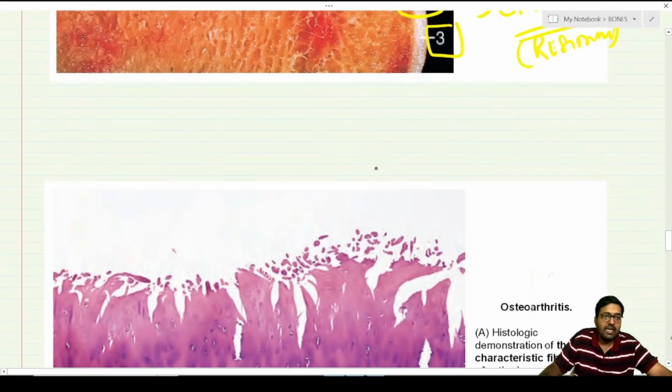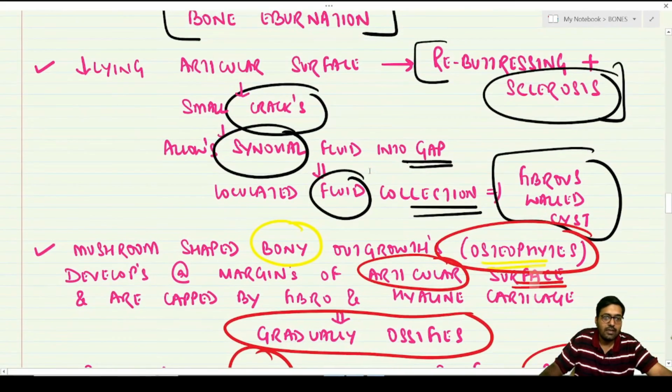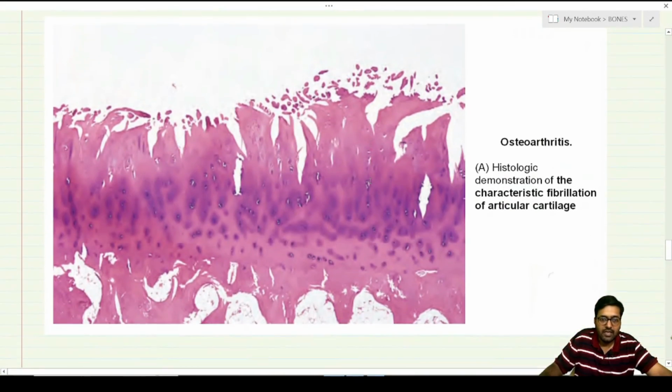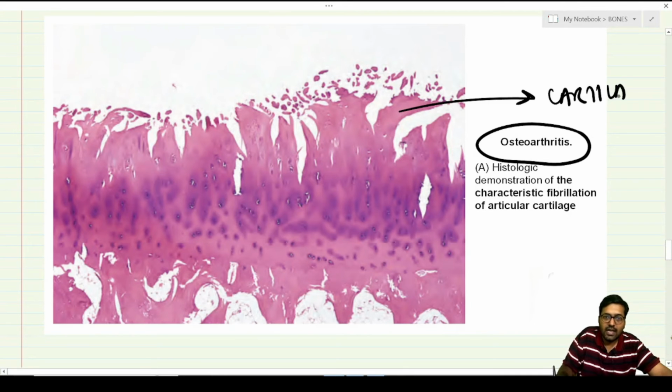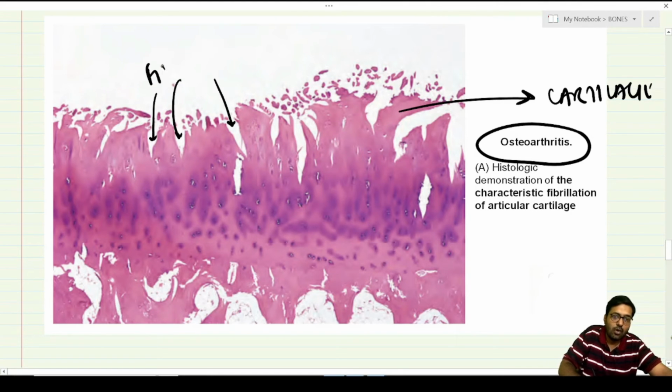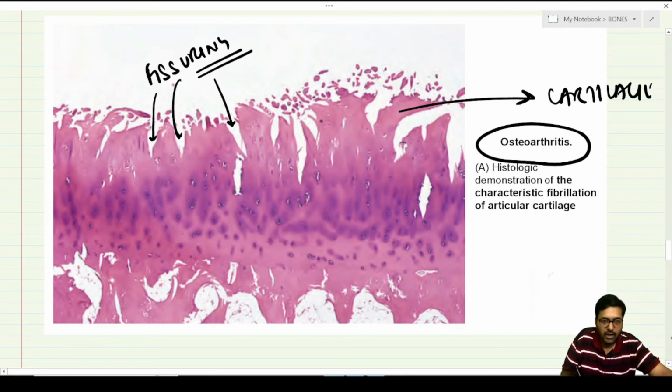So coming to the histological features of osteoarthritis, we are just going to see all the points. As we can appreciate, this is basically the cartilage. This is the articular cartilage, and if you can appreciate, in some areas there is a loss of the cartilage. Yes, so there is what is called fissuring. There is fissuring or fibrillation of the articular cartilage.